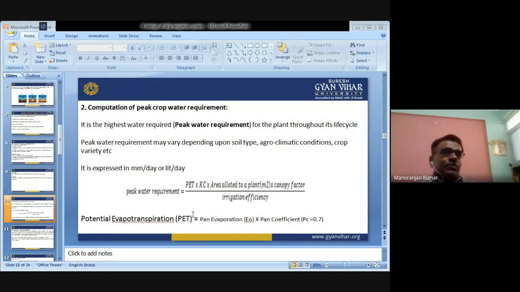Okay. So in this equation, there is a PET. How you can calculate this PET, potential evapotranspiration, by this equation? Potential evapotranspiration is equal to evaporation into pan coefficient. And generally, this pan coefficient is taken as 0.7.